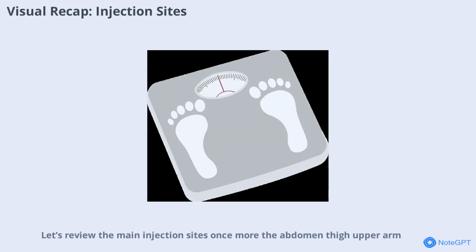Let's review the main injection sites once more: the abdomen, thigh, upper arm, and buttocks or hip. Each site has its own advantages and is suitable for different types of insulin. Rotating within and between these sites is essential for maintaining healthy skin and effective therapy.